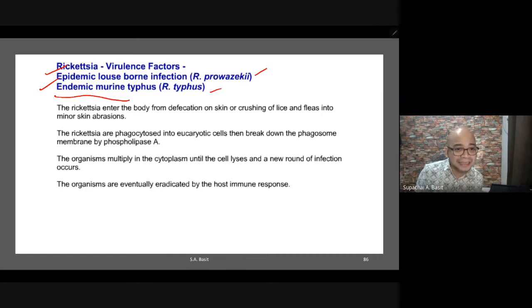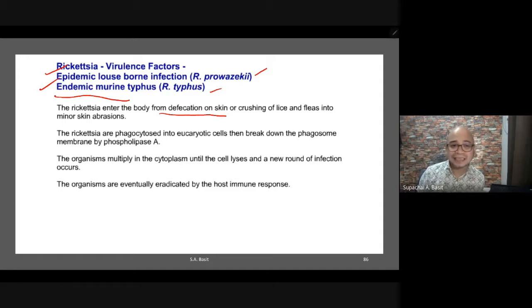So the Rickettsia enter the body from defecation on skin or whenever we crush lice and fleas into minor skin abrasions. So yun pala yun. So pag nagtitiris daw tayo ng mga kuto sa ulo natin, nagkakaroon ng abrasion sa skin, and that's the opportunity for the bacteria to enter into the skin.